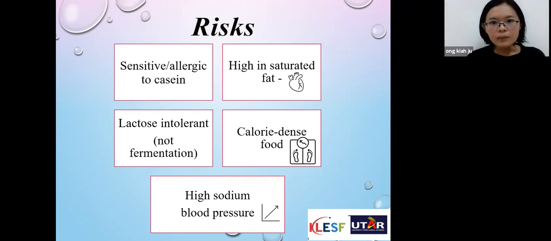Okay, and besides that, cheese is a calorie-dense food. So the calorie value is quite high in cheese. It will indirectly cause weight gain for some people. And also, some cheese contains a high amount of sodium. If you consume too much sodium, it will indirectly raise your blood pressure. So these are the risks if you have too much cheese.